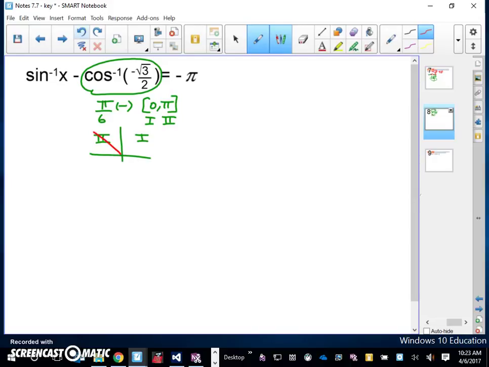And so the way you translate that is this is a pi over 6 reference angle in the second quadrant. Don't say negative pi over 6 because we're not allowed to have a negative value there. So pi over 6 in the second quadrant, we call this 6 pi over 6. So that means that this value must be 5 pi over 6. So let's just bring down the rest of the equation. Inverse sine of x minus that 5 pi over 6 that we just found equals negative pi.